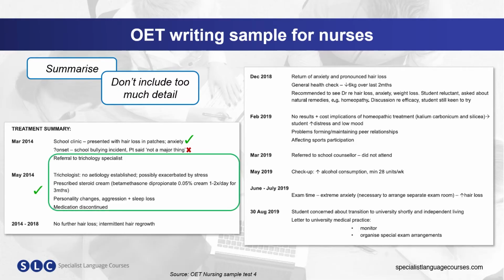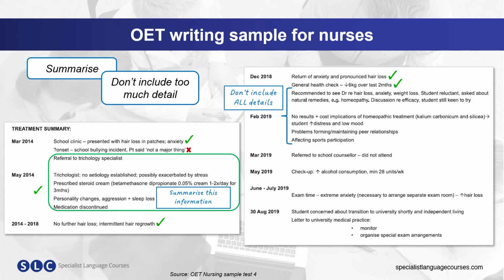Details of the referral to the trichologist and the medication tried should be summarized briefly to outline what treatment he had. And then the ceasing of the hair loss from 2014 to 18 should also be included. And there is some relevant information to include from December 2018, such as the return of hair loss and perhaps loss of weight. There is then lots of information about reluctance to see the doctor and homeopathic treatment, but not all the detail needs to be mentioned. It needs to be summarized effectively.